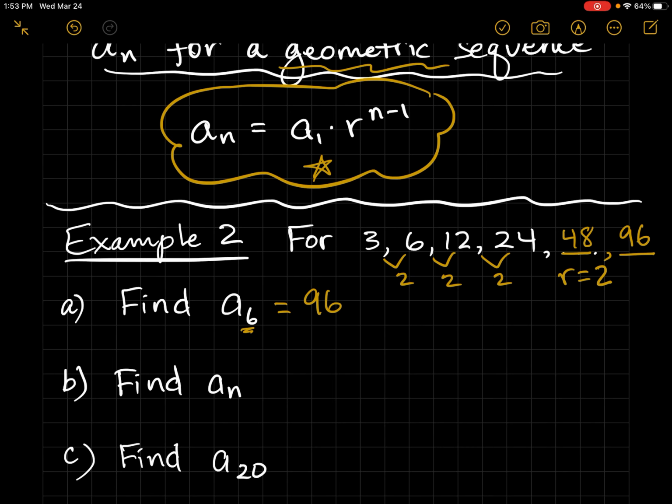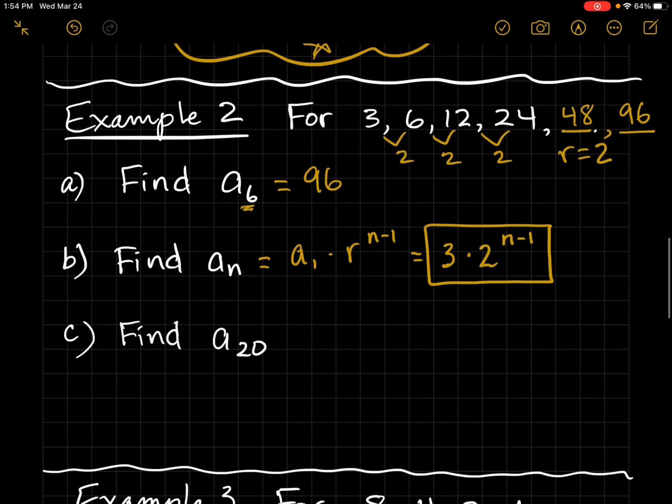Let's find a sub n. So we want a sub 1 times r to the n minus 1. A1 is 3. The ratio is 2. Then n minus 1. And that's a good answer. Now, what some students will try to do is multiply the 3 times the 2. You cannot. Exponents come first. So you cannot multiply the 3 and the 2 together.